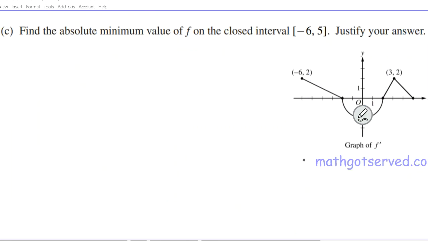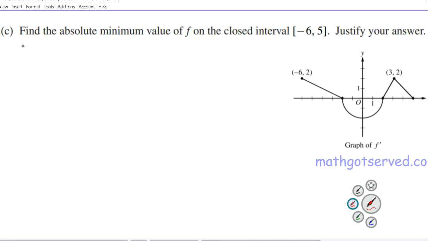Alrighty. For question number 3C, we're going to be assessed on how to find the absolute extrema. In this particular problem, we're looking for the absolute minimum. Question 3C reads, find the absolute minimum value of f on the closed interval -6, 5. Justify your answer.